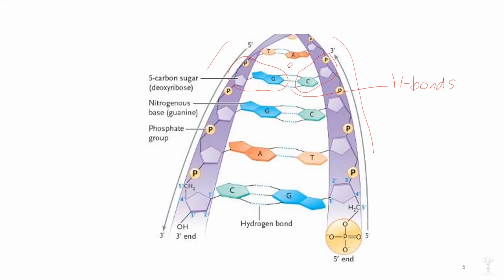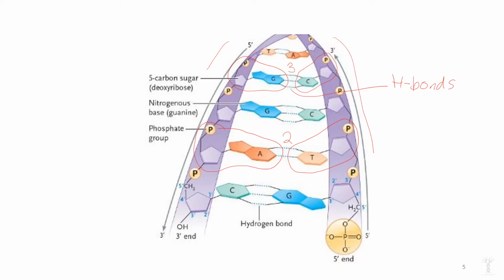These are held together by hydrogen bonds. There are always three hydrogen bonds between guanine and cytosine. Down here, we have a phosphate, a sugar, and a base, which is adenine, which always combines with thymine. Adenine and thymine always form two hydrogen bonds. So this is how the nucleotides stick together between the strands of DNA.